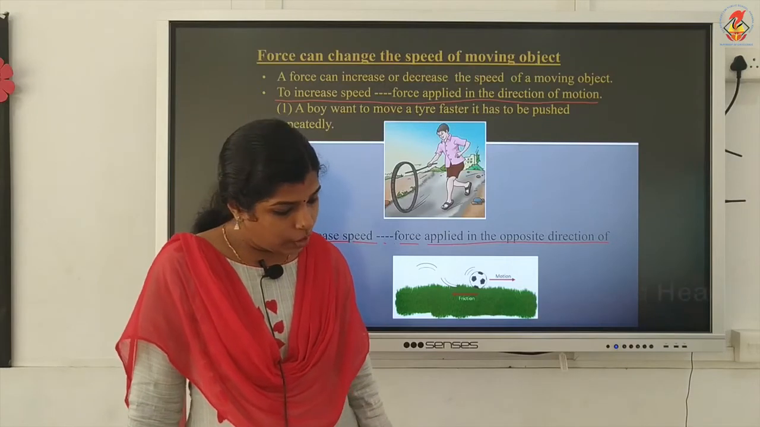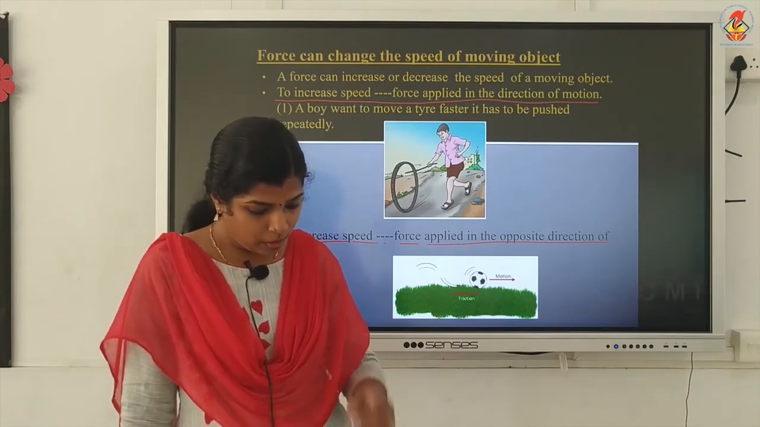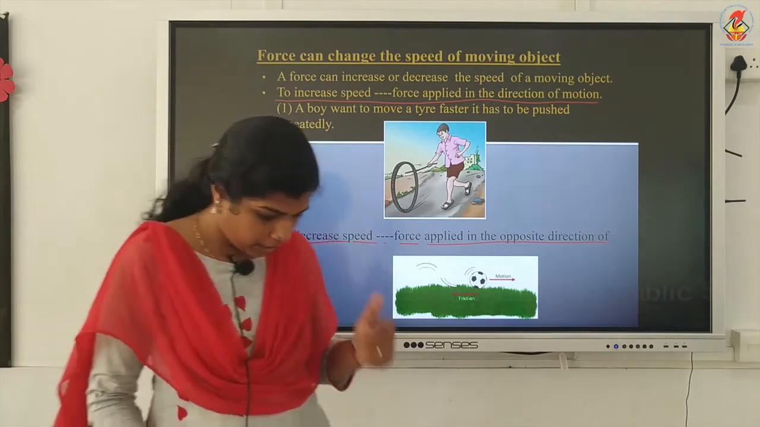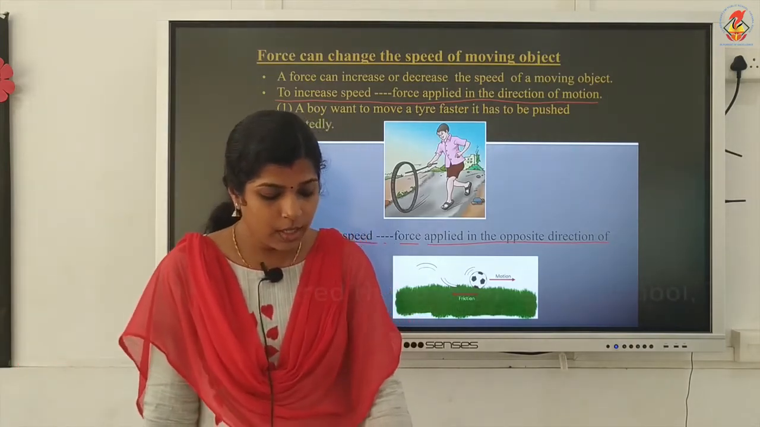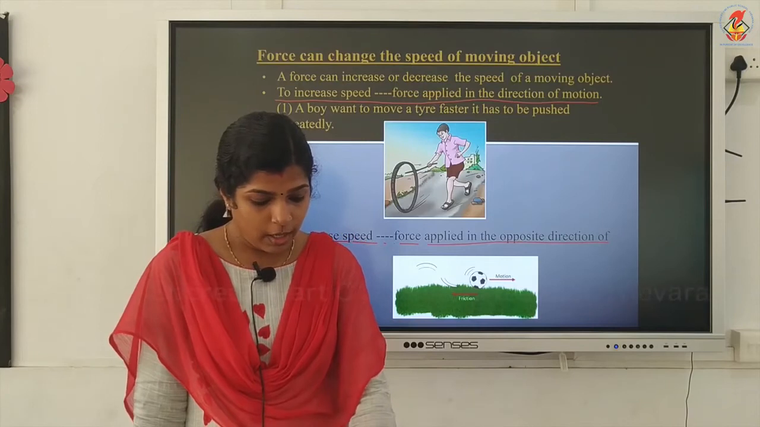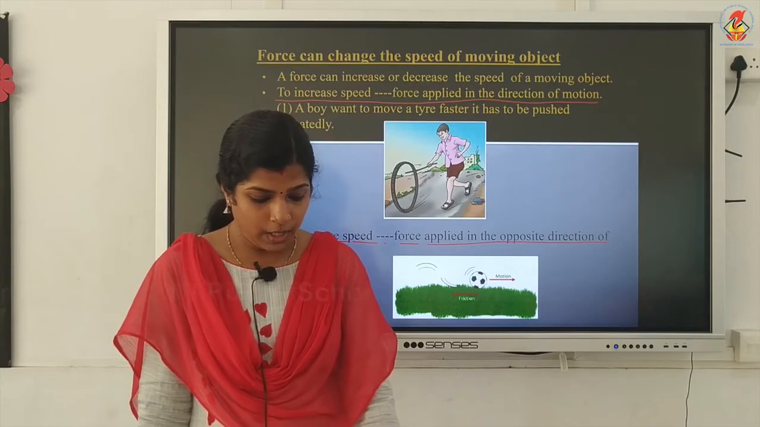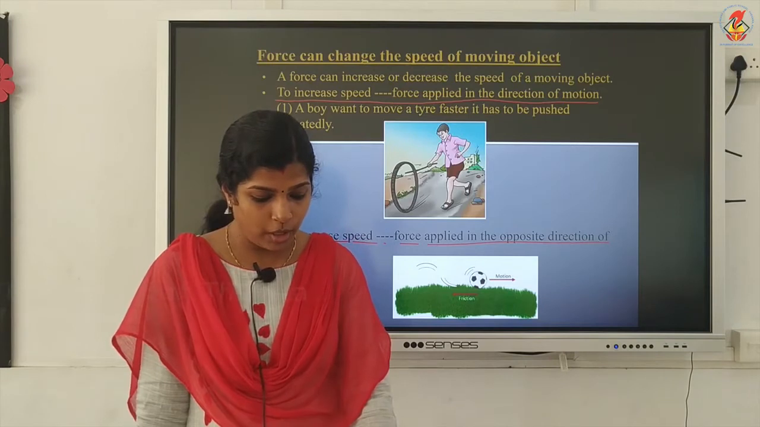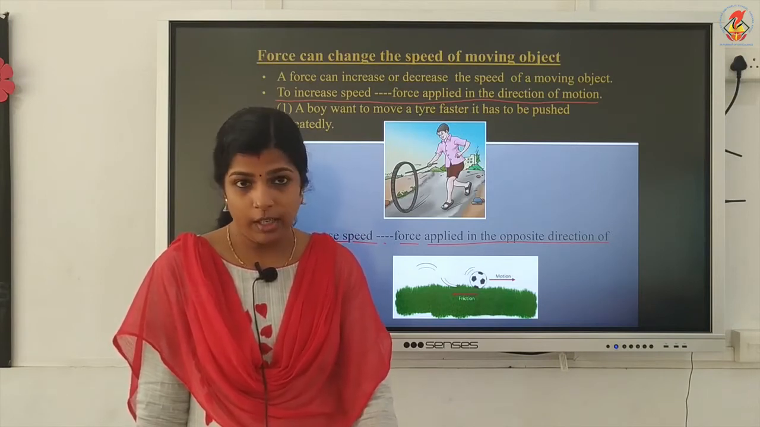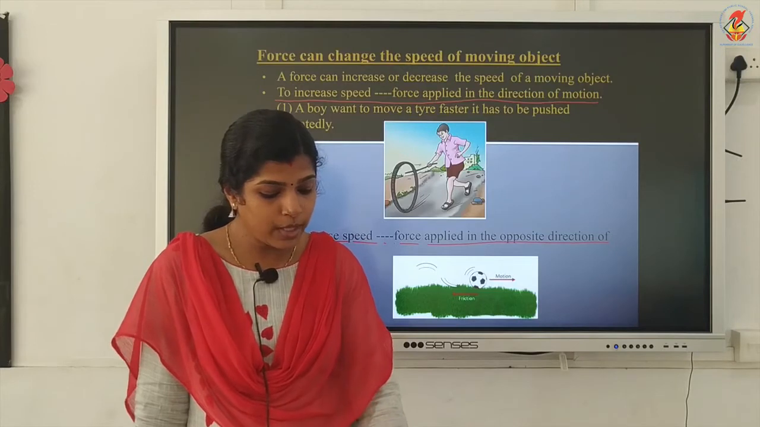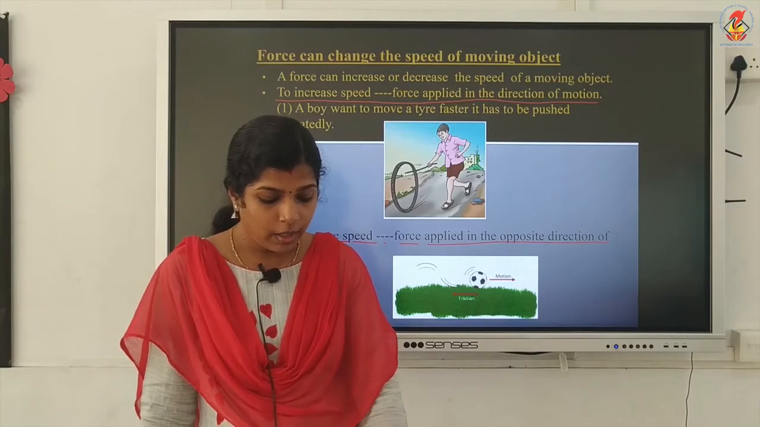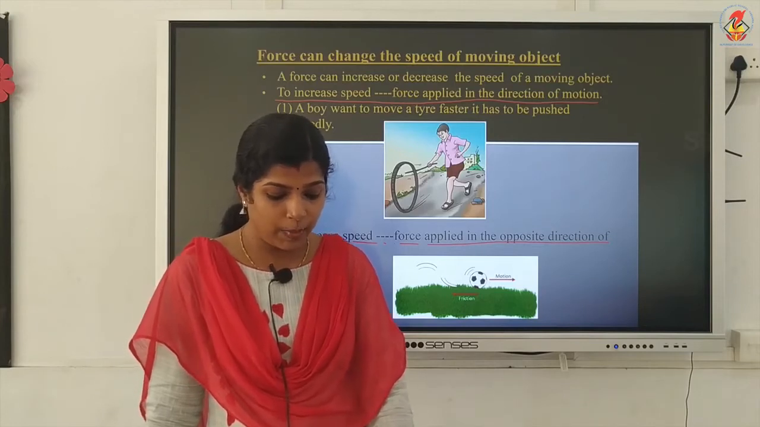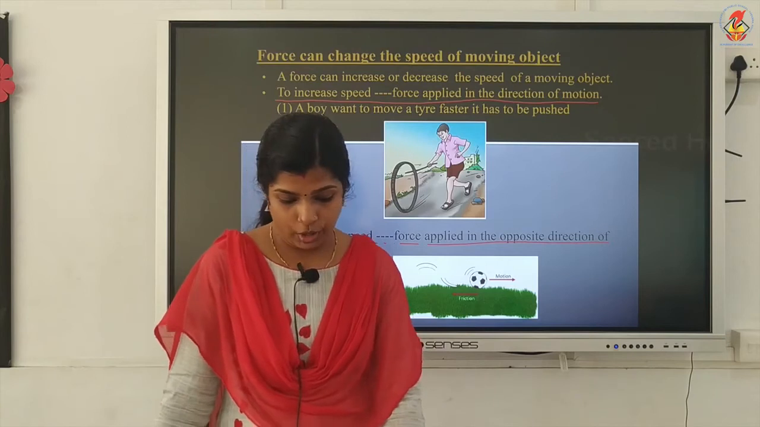So, that is given in your textbook, page number 131. That is, these observations suggest that a force applied on an object may change its speed. If the force applied on an object is in the direction of its motion, the speed of the object increases. If the force is applied in the direction opposite to the direction of motion, then it results in the decrease in the speed of the moving object.